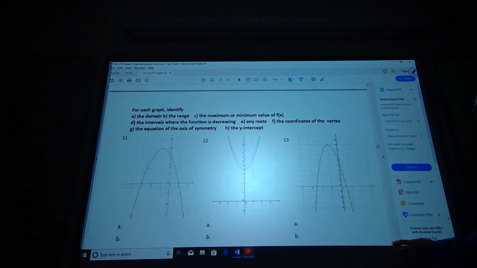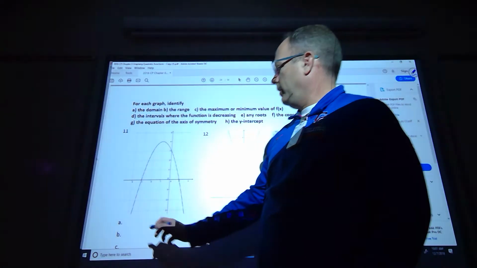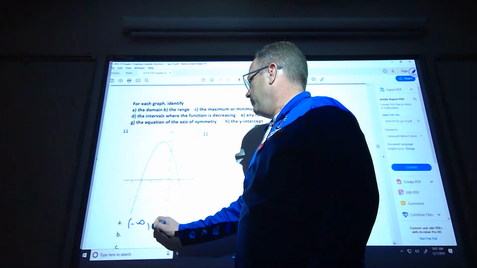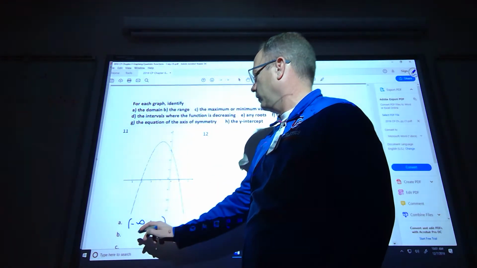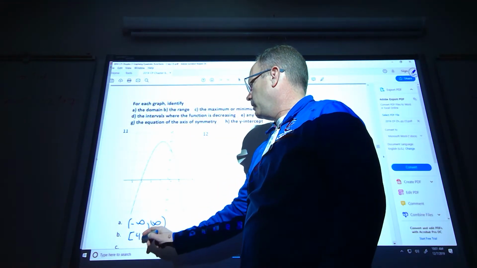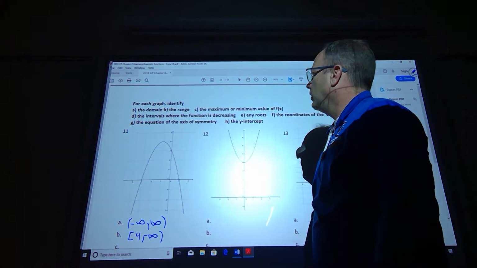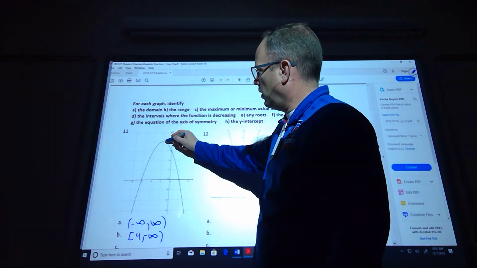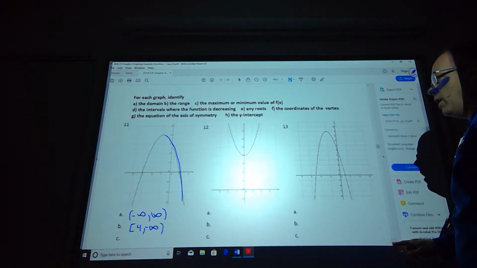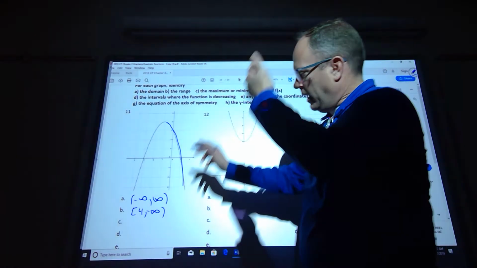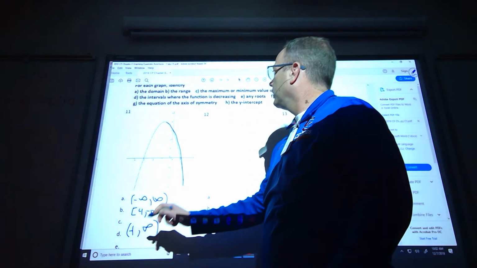Okay, so identify the domain and the range. So the domain, remember, on these will be negative to positive infinity. The range, it's going to go from 4, square bracket, to negative infinity, because it's opening down. The intervals where it's decreasing, so it's decreasing right here, so it is actually decreasing from negative 1 to infinity.